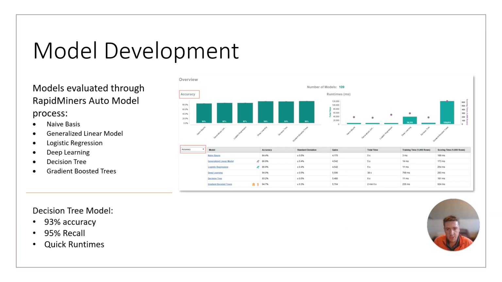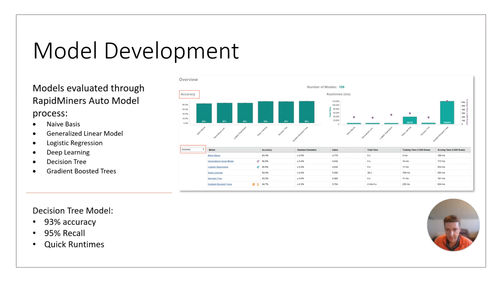You can see on the screen from the AutoModel RapidMiner process screen that the decision tree model has a 93% accuracy. I also checked and it has a 95% recall, which is really good. And then it has a quick runtime.